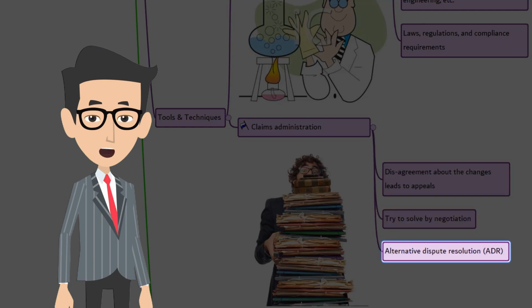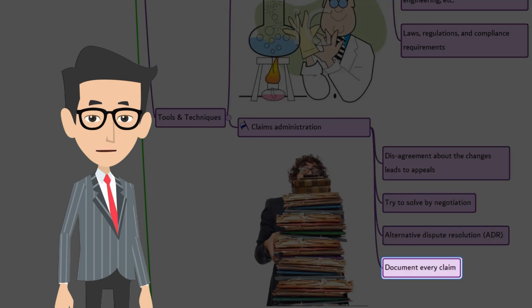But if the parties themselves do not resolve it, it should be handled with alternative dispute resolution, also called ADR. Typically, the contract will have a clause that covers the procedure to be followed when there is a dispute. So, it's best that all the claims are documented, processed, monitored, and managed throughout the contract lifecycle, usually in accordance with the terms of the contract.